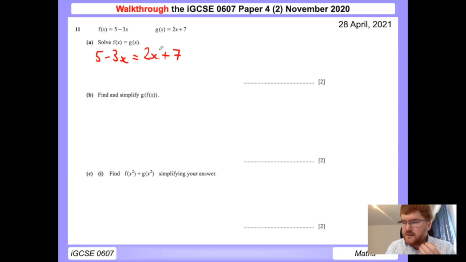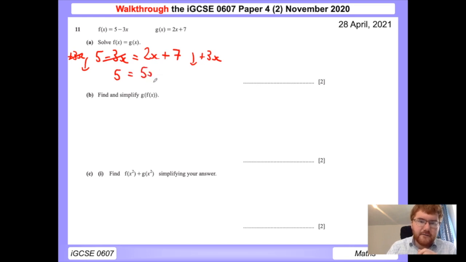A couple of ways we can approach this. The way I tend to teach this in class, I add on the smallest amount of x, which is minus 3x. So what's the opposite of minus 3x? Well, that's plus 3x. And we do the same to both sides. This cancels with this, so we're left with 5. So we have 2x plus 3x is equal to 5x.